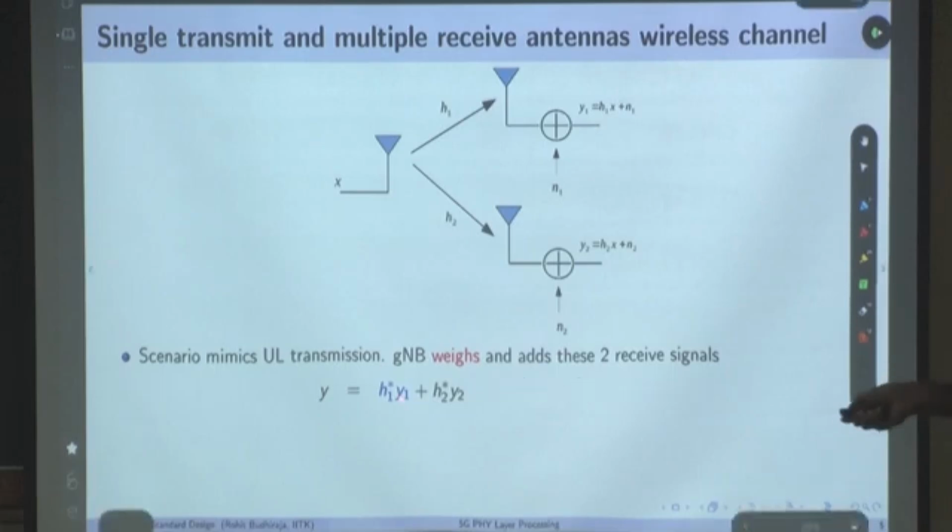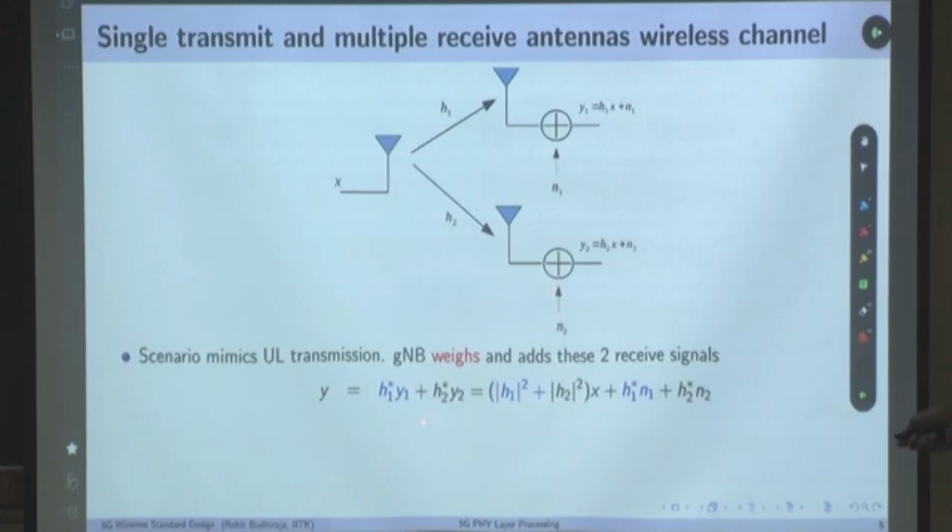So what is happening? You substitute y1 and y2 over here. We know what y1 and y2 are. y1 is h1x plus n1 and y2 is h2x plus n2. Why am I using h1 star? Because h1 and h2 are complex. So h1 star into h1 will become mod h1 square into x plus h1 star into n1. This is the first signal, the blue one. I have just written them together. The second one is h2x.